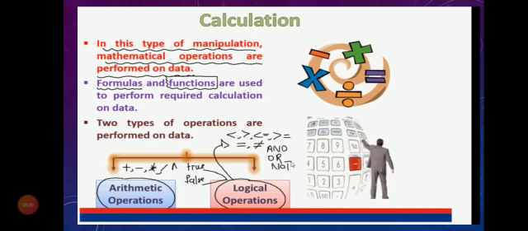Now we are coming to the second operation, calculation. What is calculation? A process of applying arithmetic operations on the data is called calculation. The common calculations are addition, subtraction, multiplication, and division. In this type of manipulation, mathematical operations are performed on the data.